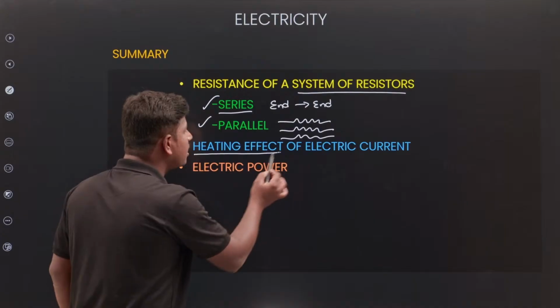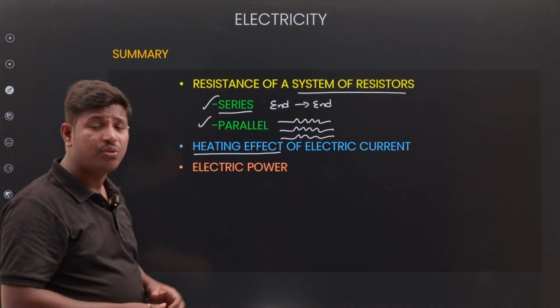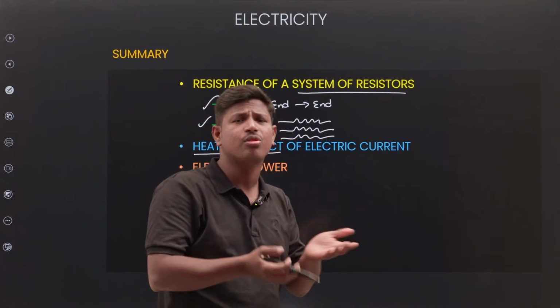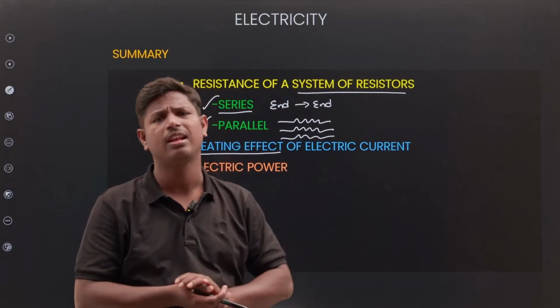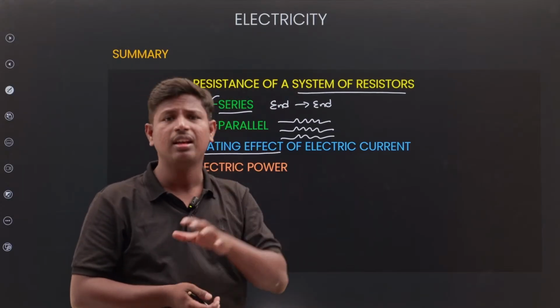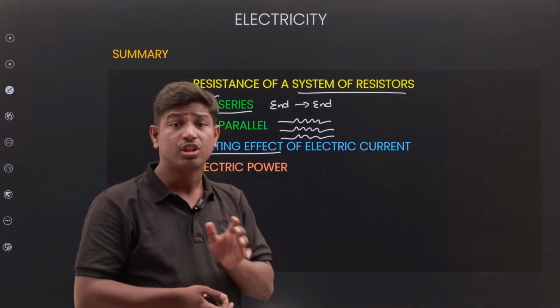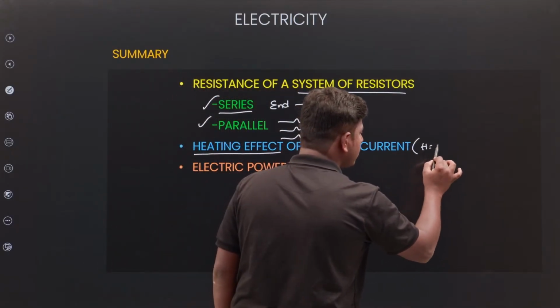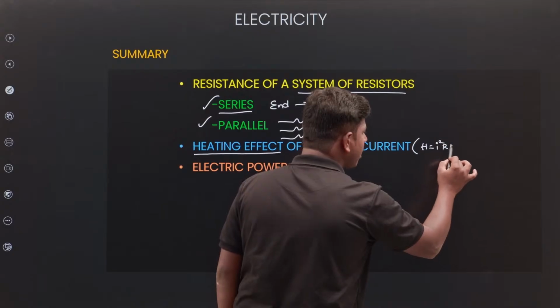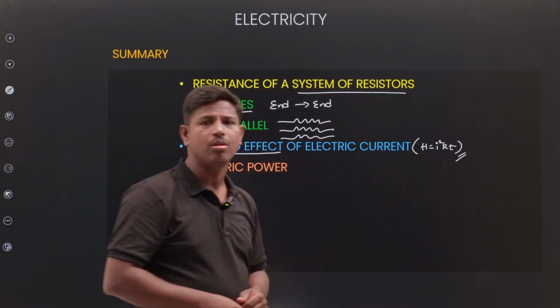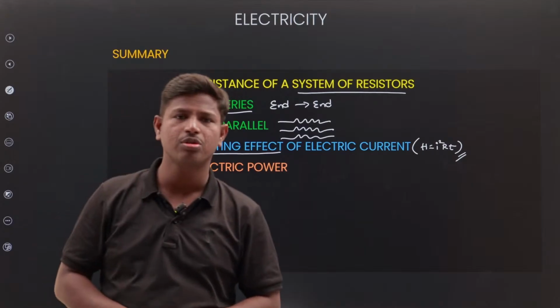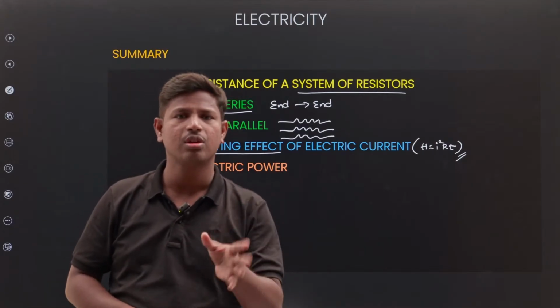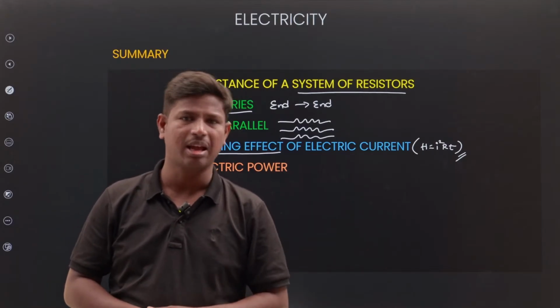Heating effect of electric current: if you use any electronic devices, they produce some amount of heat. That is called the heating effect of electric current. In it, Joule's law is there. What is Joule's law? H is equal to I square R T. H is proportional to the square of the current, proportional to resistance, proportional to the time period.